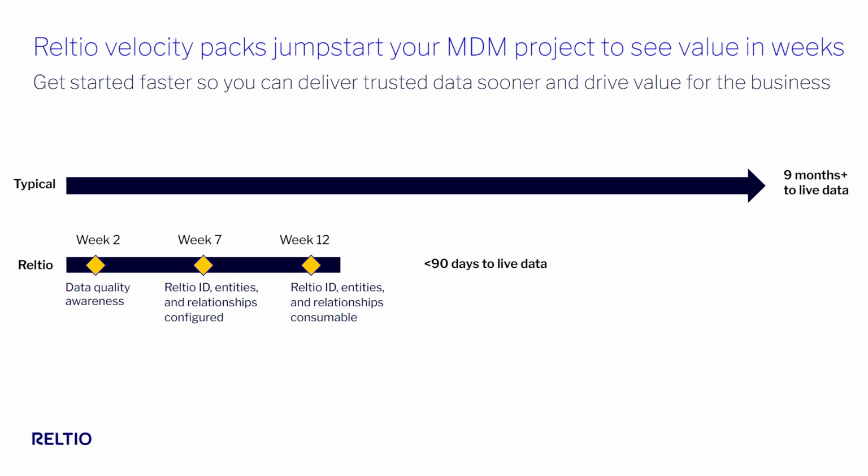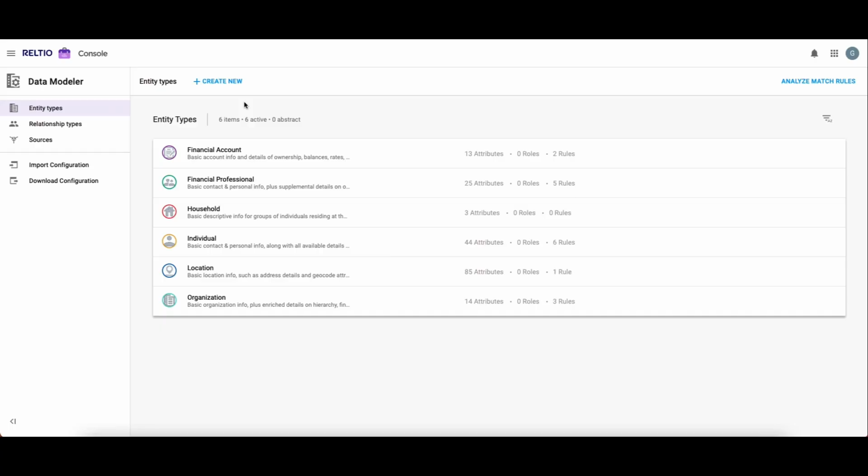Let's now have a quick look at some of the velocity packs in the Reltio user interface to get a better sense of what that day one starting point looks like. I'm now in the Reltio Data Modeler app, which is the entry point for a configuration specialist or a business analyst to look at or modify the existing configuration.